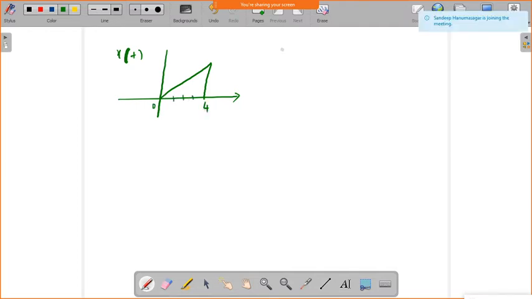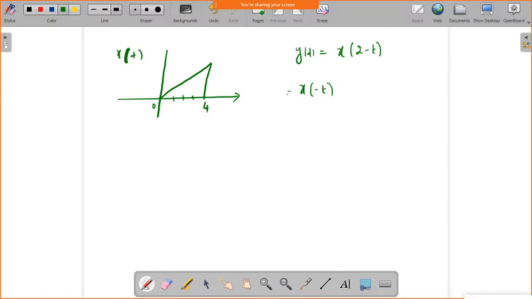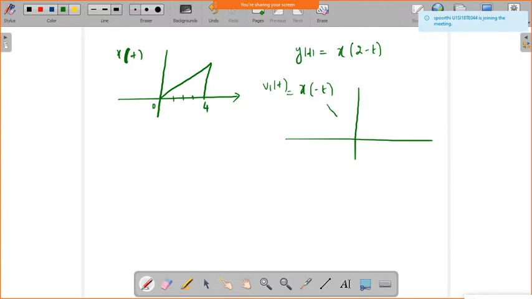So what we have done, the operation y of t which is equal to x of 2 minus t. So first we took x of minus t, and that we will call v1 of t. Okay, so how will it look? It will look like this, from 0 to 4.